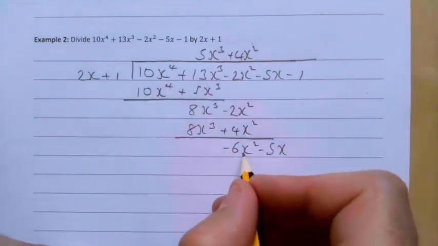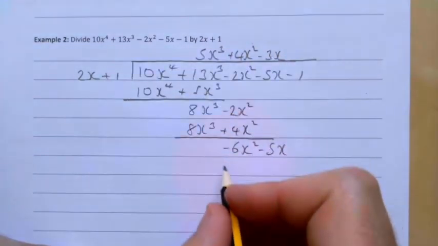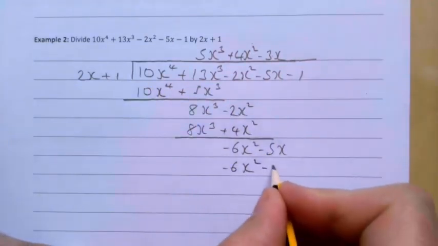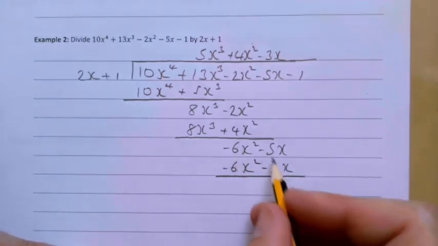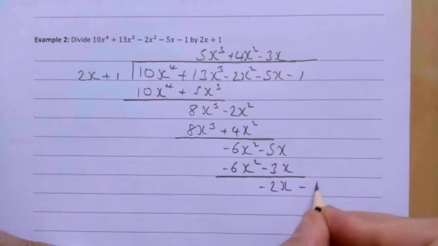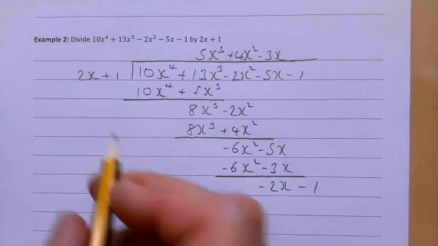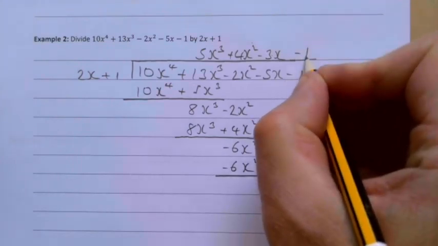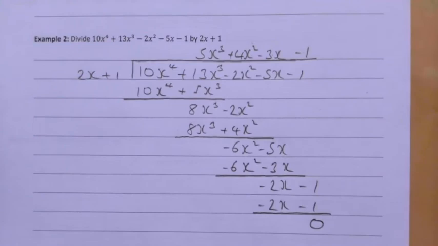2x into this gives me minus 3x. This times this, minus 6x squared. 1 times this, minus 3x. This take away this disappears. Minus 5 minus minus 3 gives me minus 2x minus 1. And then this into this is then going to be minus 1. And if I do the minus 1 then times by that, I get minus 2x minus 1. So again, that must have been a factor.